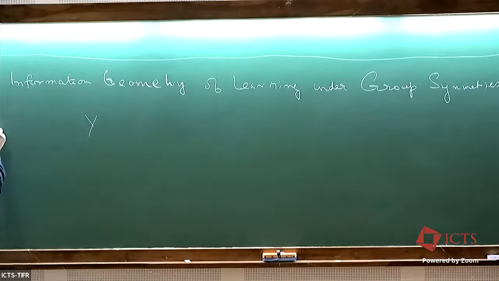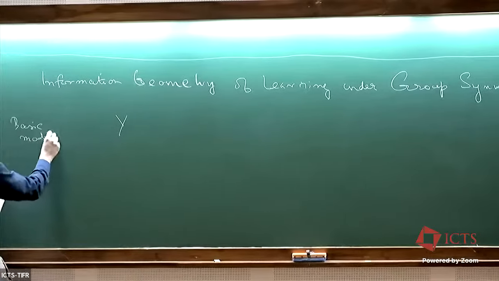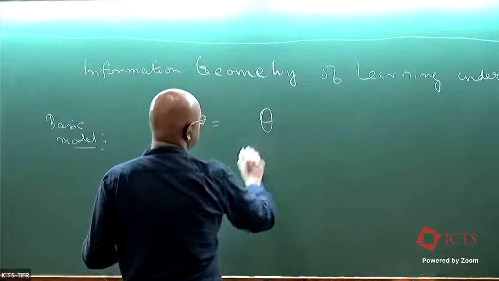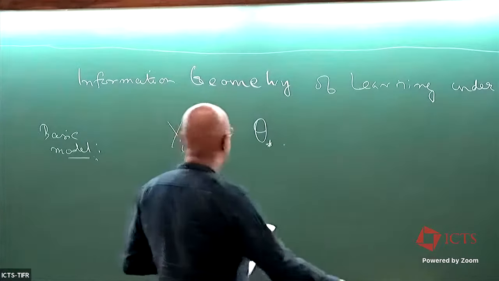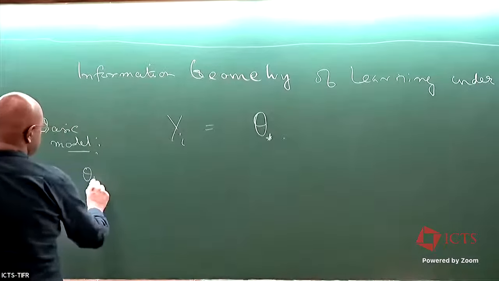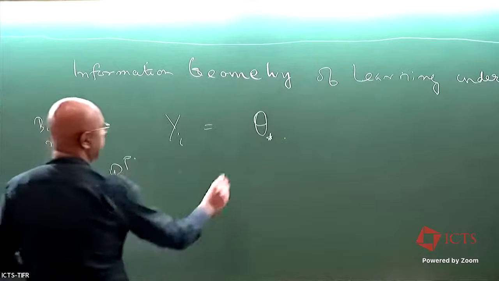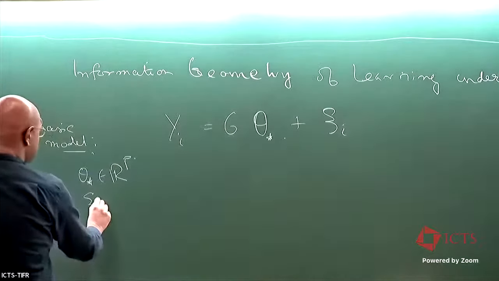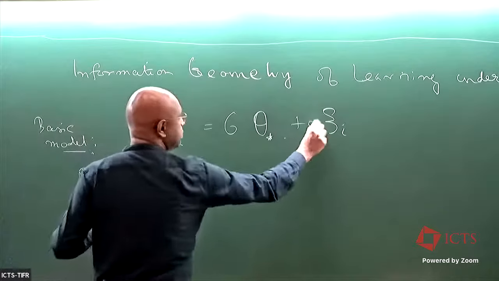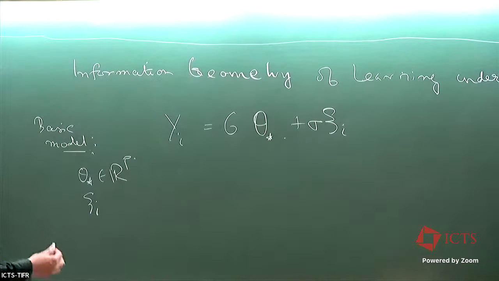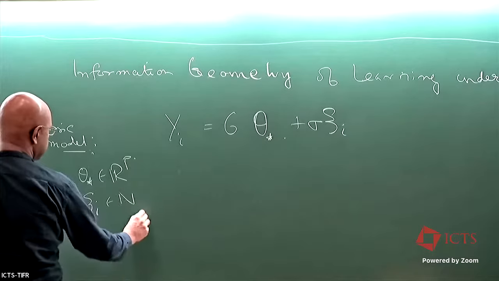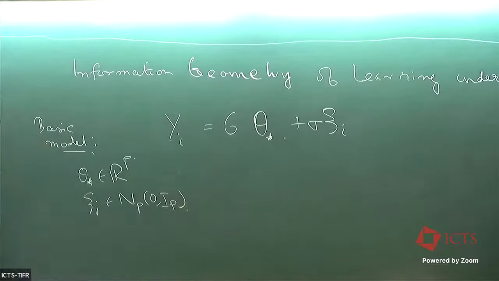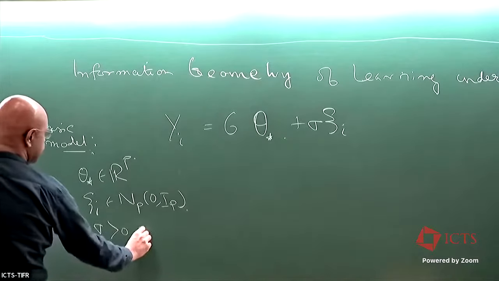So, the basic model. You have observations y_i of some signal theta star in R^p, and you observe it with noise xi. Today we are going to use the scaling where the xi's are IID standard normal in p-dimensional space, and sigma is the noise level.